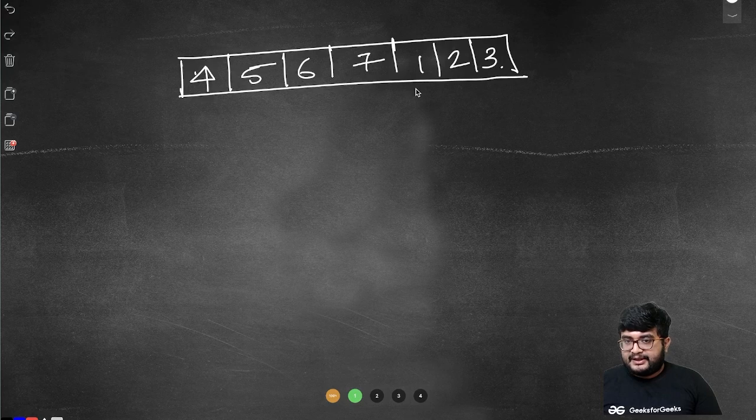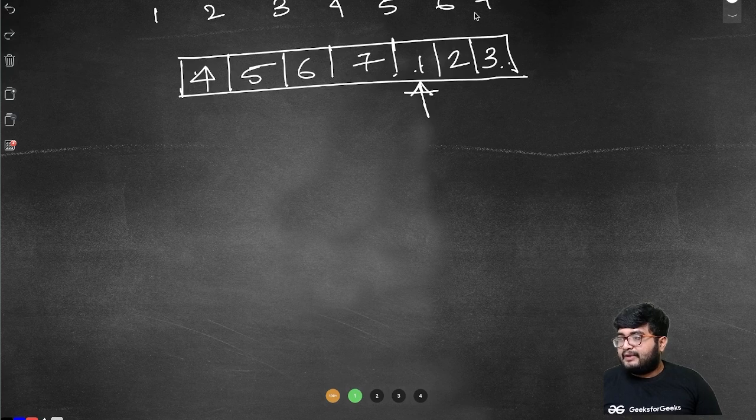First thing, how do we search for an element? Let's say we know how many times it has been rotated. So let's say we know that this is the pivot. Pivot means basically the point of the rotation, or the starting of the array. So this is the starting of the array, 1, 2, 3. The actual array was 1, 2, 3, 4, 5, 6, 7. It was the sorted array, but it has been rotated some number of times. So we will be referring to this as the pivot.